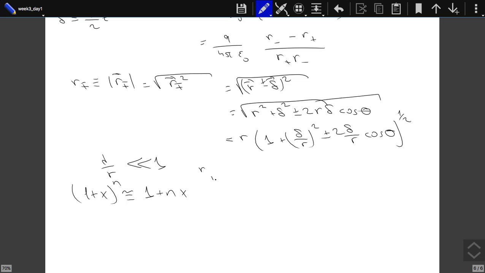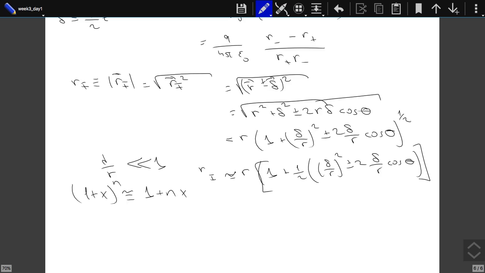So r plus or minus is equal to r multiplied with 1 plus 1 over 2 times delta over r squared plus or minus twice delta over r cosine theta. Of course, approximately. Now, I said that, no, not, yes.